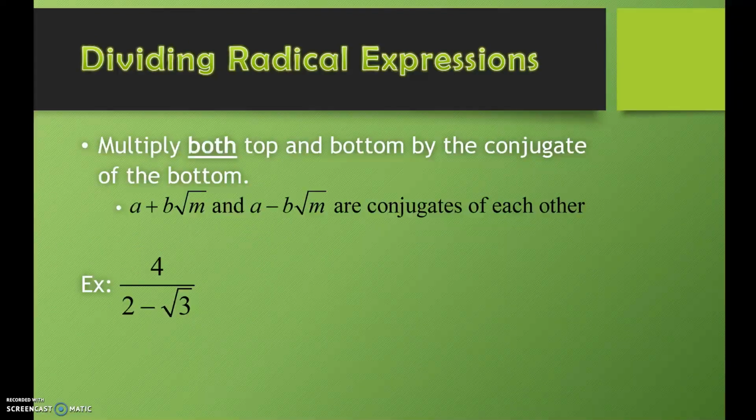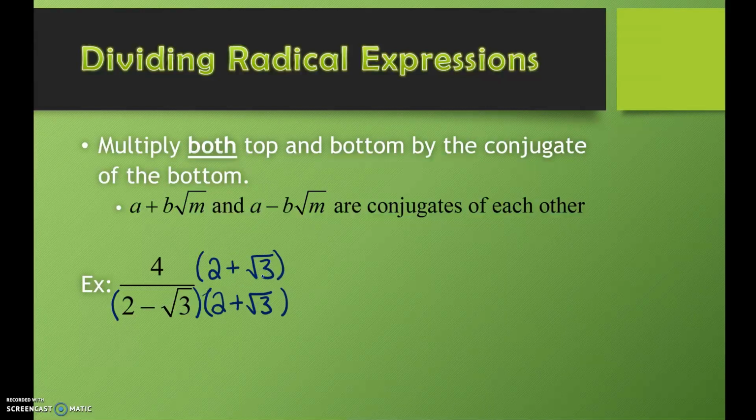Okay, when we divide, we've got 4 divided by 2 minus the square root of 3. The problem is we cannot leave this expression like this because you can't have a radical on the bottom of a fraction. So we are going to multiply both the top and the bottom by the conjugate of the bottom. The conjugate is exactly the same as the bottom with the opposite symbol. So this says 2 minus the square root of 3. The conjugate would be 2 plus the square root of 3.